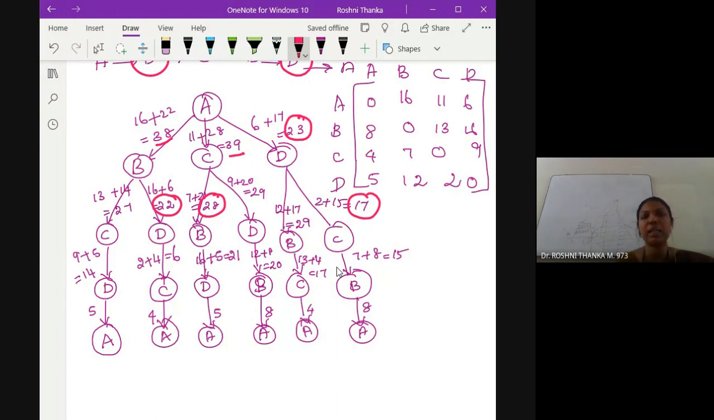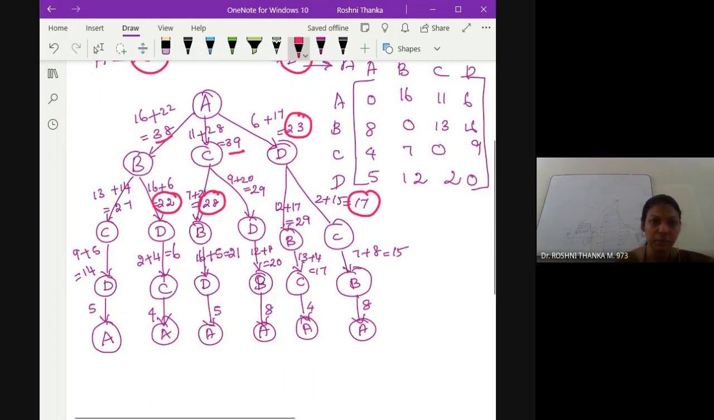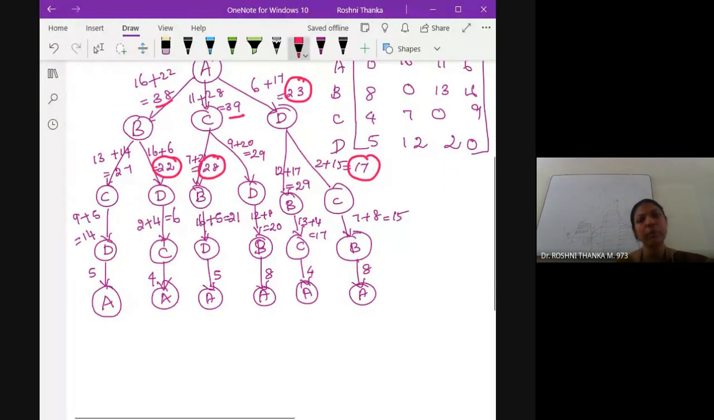Okay, so if you understand this tree, you can easily write out the formula also. Let me write the formula. So we want to find the cost of, for example, g of moving from a starting point I, and I want to go to a particular S. What is I and what is S?